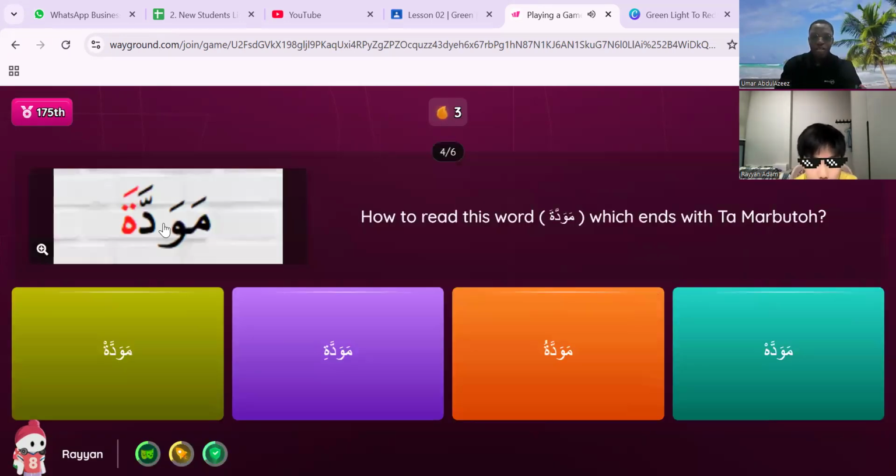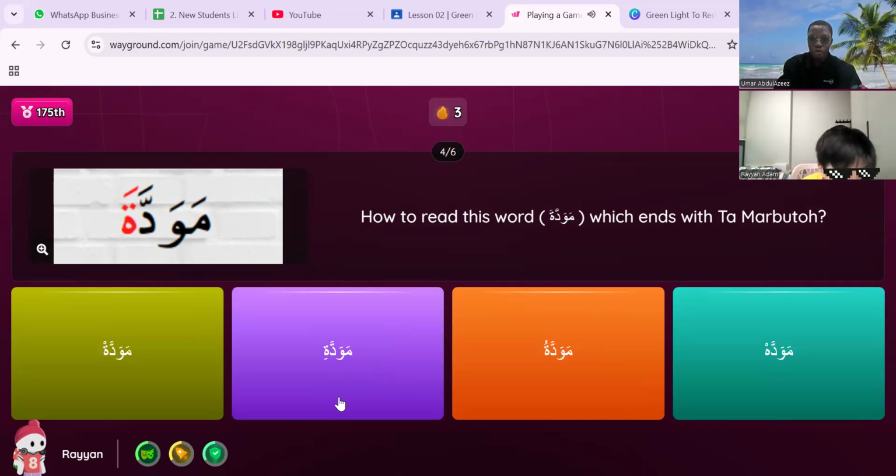For example, Mawadda. How to read this word which ends with Ta Marbuta? Check very well. Four. We are going to pronounce it as Mawaddah, not Mawaddatu, not Mawaddati. Okay, this is correct.